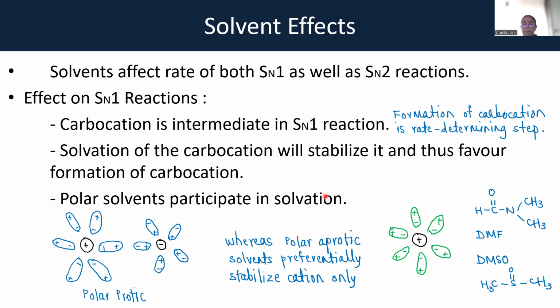Okay. What happens to polar aprotic solvent? Polar aprotic solvents, examples are DMF and DMSO. Now, their structures are such that they can stabilize the cation very effectively. They do not stabilize the anion. Okay, so polar aprotic solvents also favor SN1 reaction, but they also favor SN2 reaction. Let us see how.